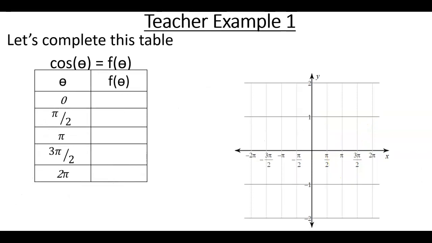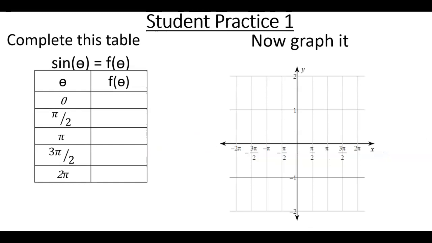Okay? Now, for your first student practice, I'm going to have you do the same thing, but with sine. So you're going to complete this table for sine. You're going to plug in 0 for sine and see what you get, plug in pi over 2 to sine, and pi, and so on. And remember, when you are plugging into sine, it is the y value on the unit circle. When you're all done, I'd like you to graph your circle and see what you get. So go ahead and pause the video here and complete that. And then when you unpause it, I will have the answer up for you.